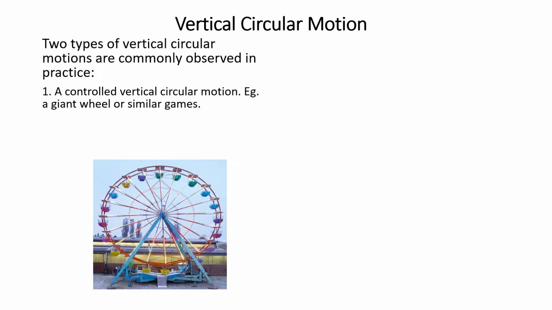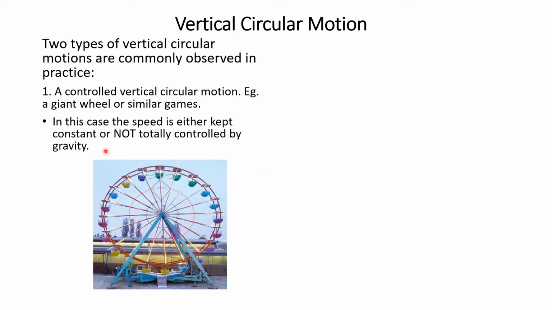There are two types of vertical circular motion commonly observed in practice. First is controlled vertical motion, for example, a giant wheel or similar games. In such cases, we can control the speed of these wheels. We can increase the speed, we can decrease the speed, or we can keep it constant. So we can say that in this case the speed is either kept constant or not totally controlled by gravity.